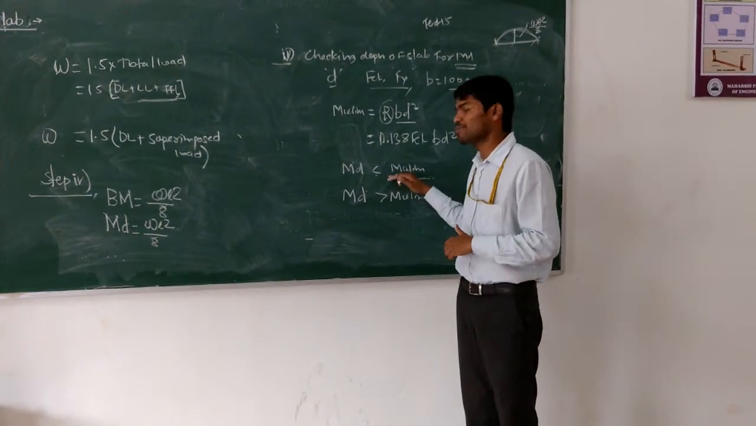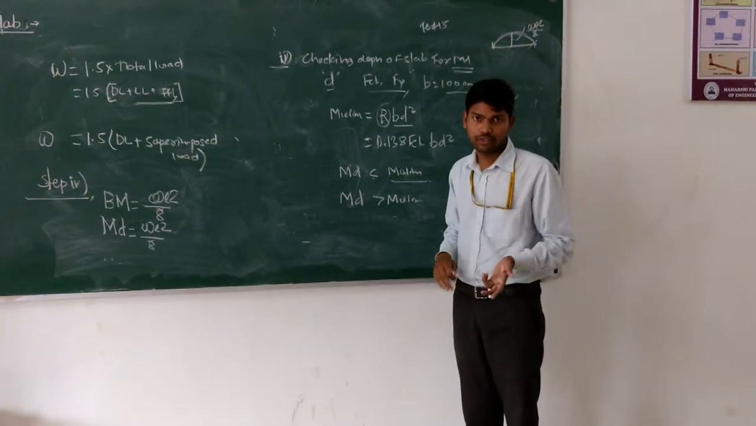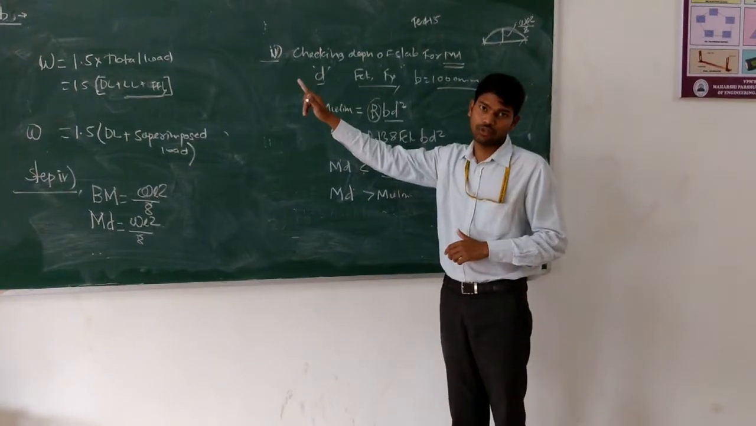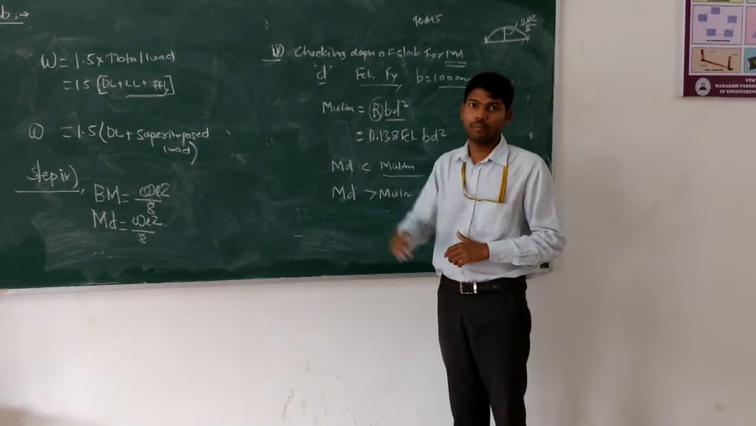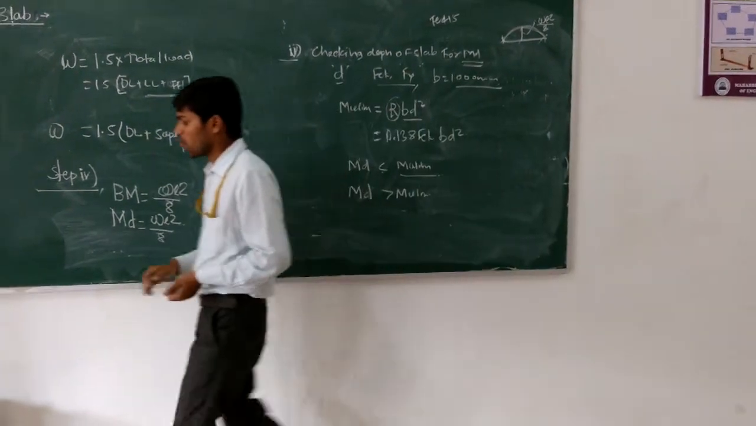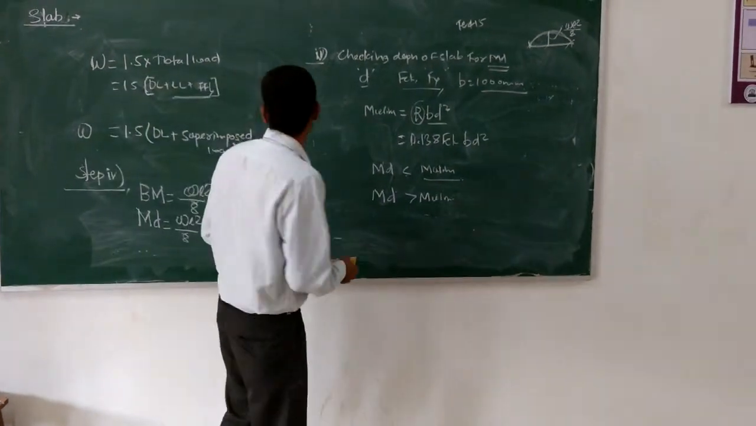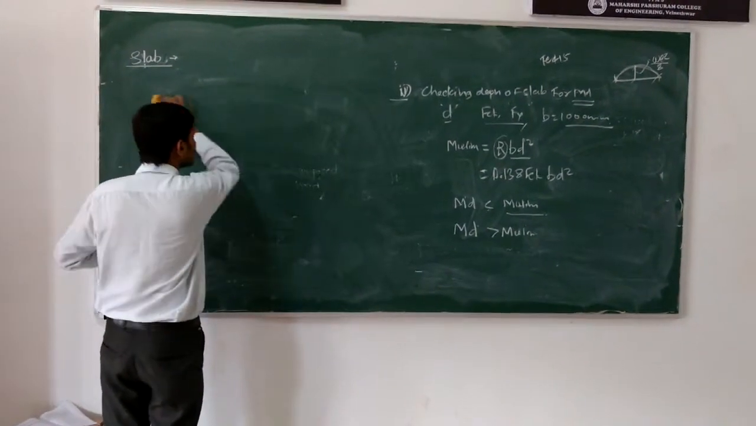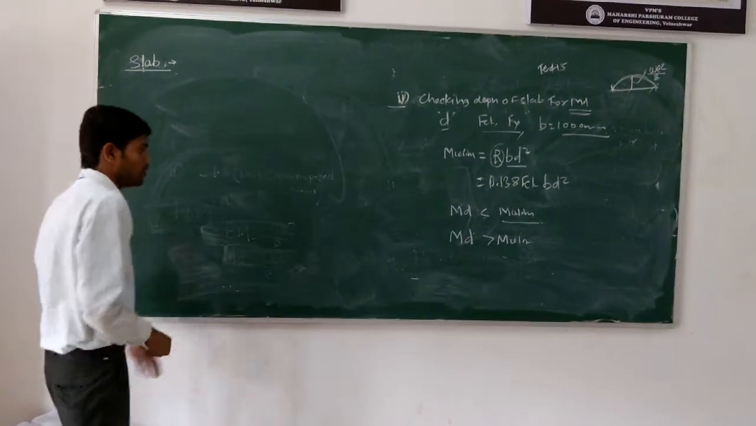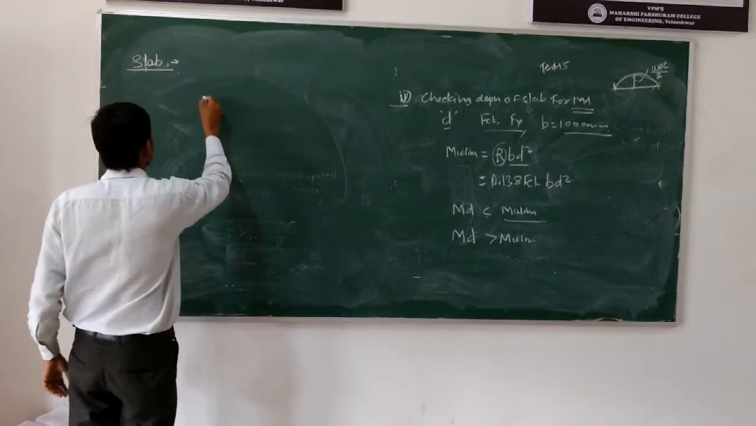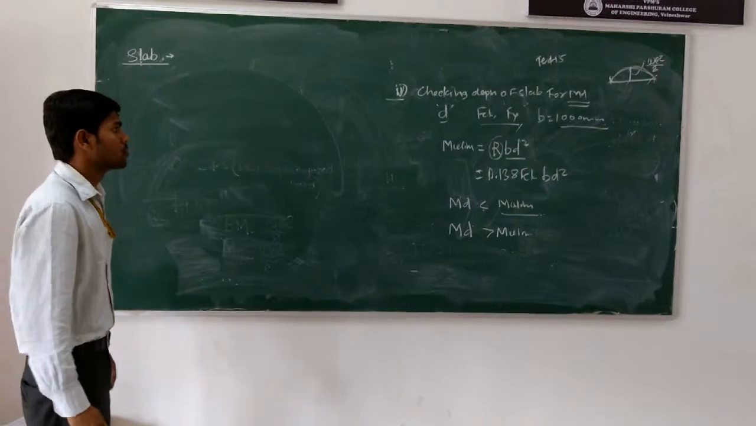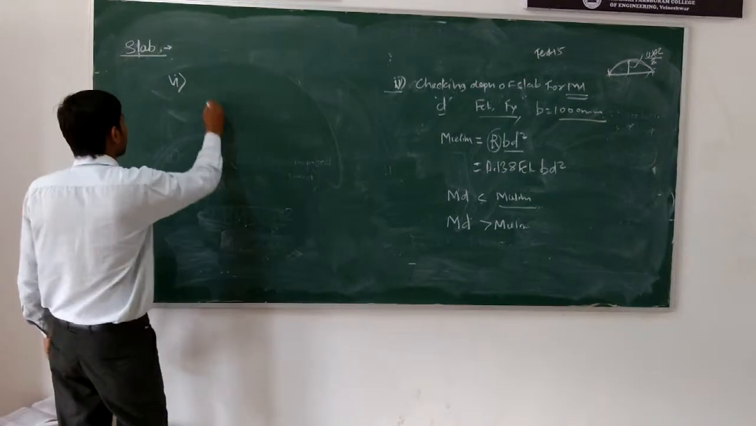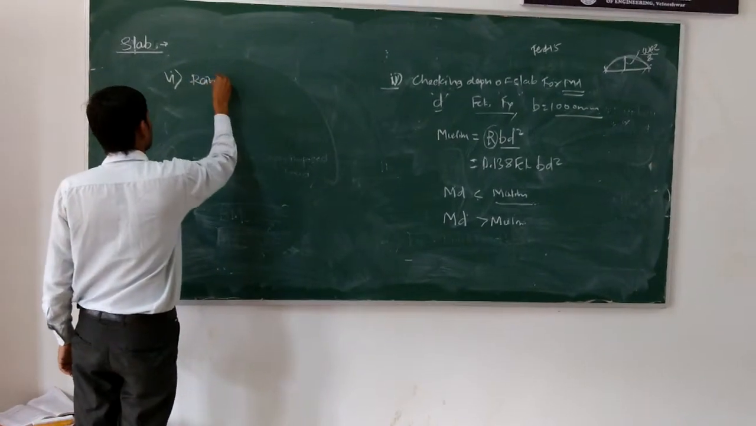If the design moment is less than MU limit, we can go for the next step. If the design moment is greater than MU limit, we have to redesign the depth of the section. We have to increase the depth by some suitable percentage. If MD is less than MU limit, the section is okay, so we can go for the next step. Step number 6: we have to calculate the steel, that is, the reinforcement required.